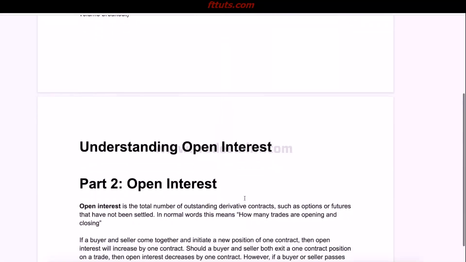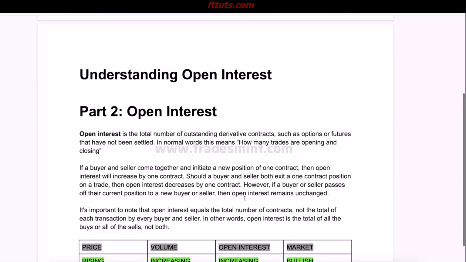So let's talk a little bit about open interest. Open interest is the total number of outstanding derivative contracts, options or futures, this is the technical term for it, that have not been settled, okay? However many contracts have not been settled. In normal English, this means how many trades are open. How many trades are open?